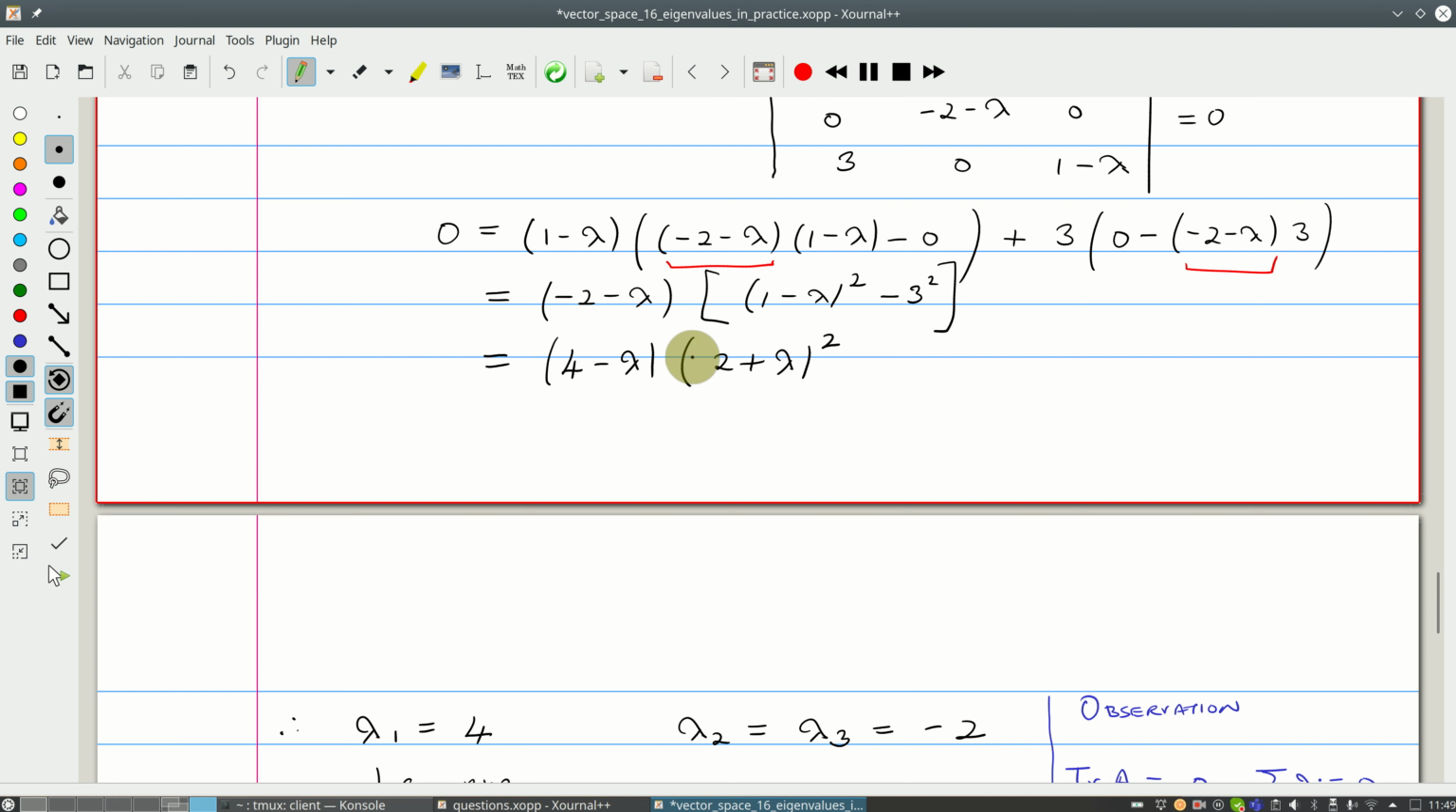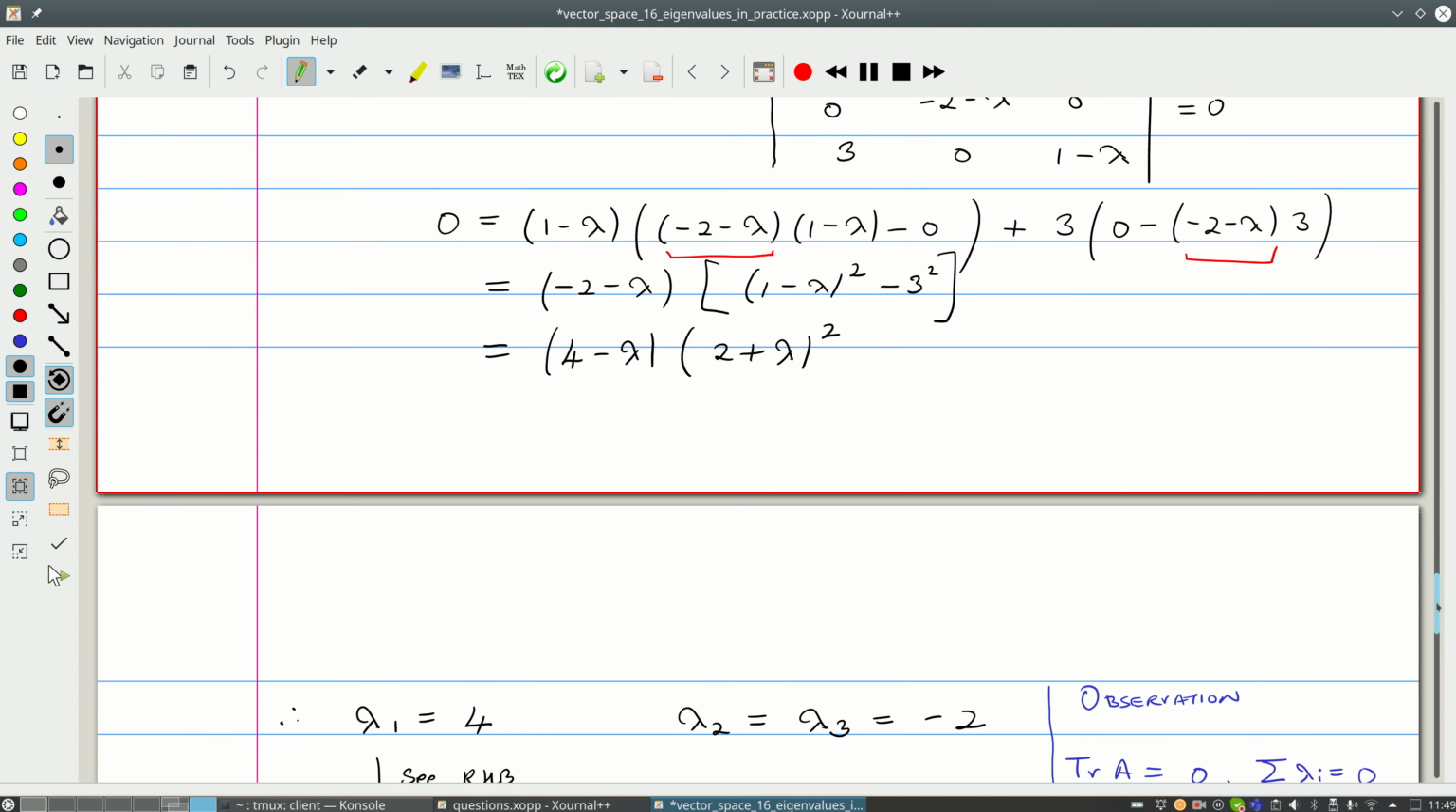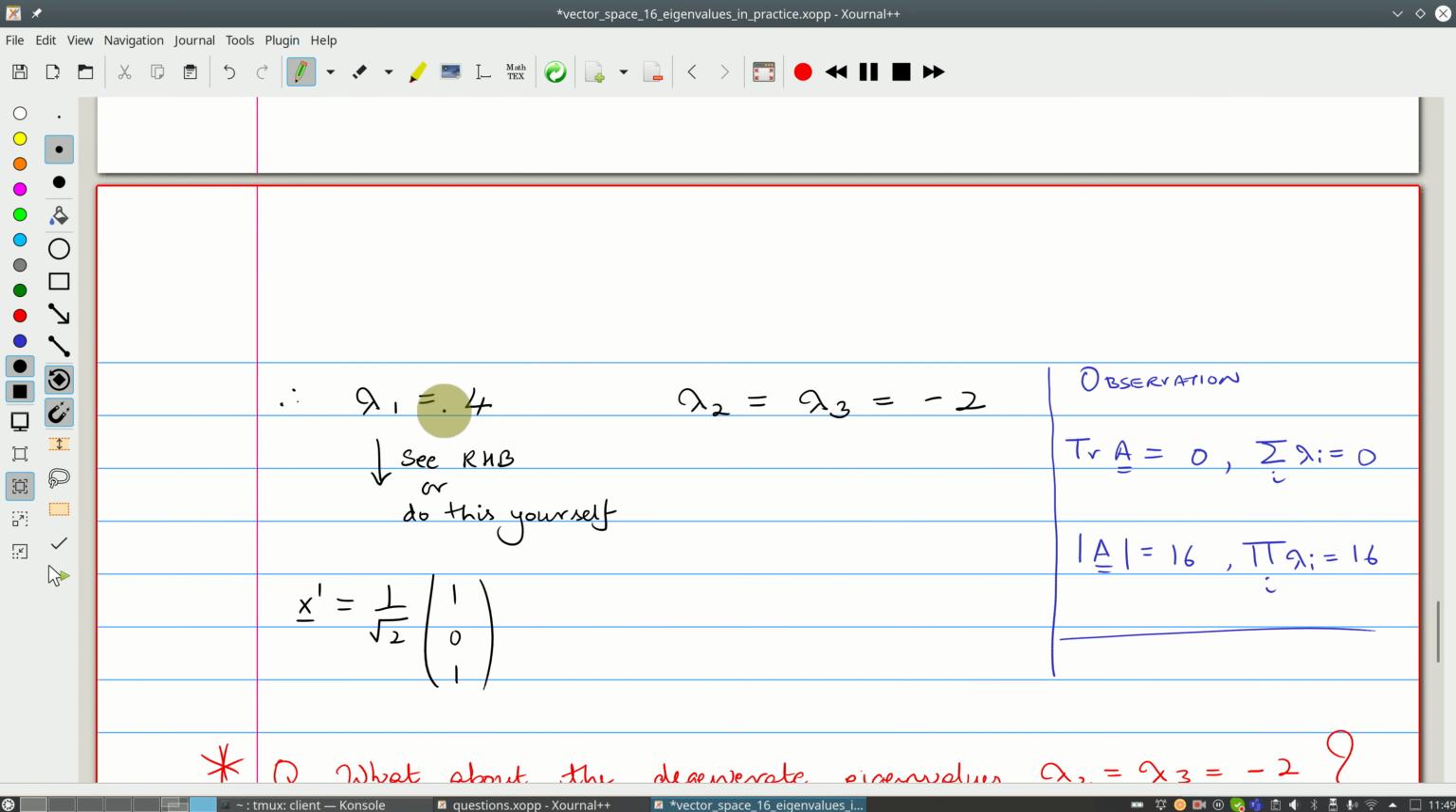Here you get your factorized determinant. This is your factorized characteristic equation. And what you see easily is that one of the roots is lambda equals 4. The other root is lambda equals minus 2, and it's degenerate. There's a square here, so there are two of those. So we have lambda 1 equals 4, and this can be used to find the x1 eigenvector.